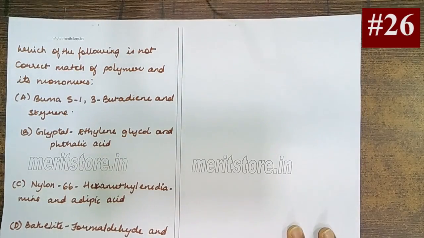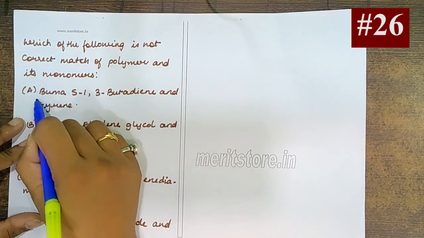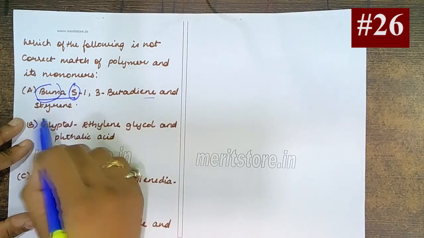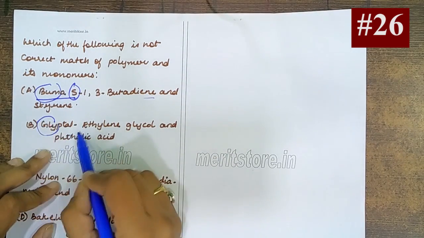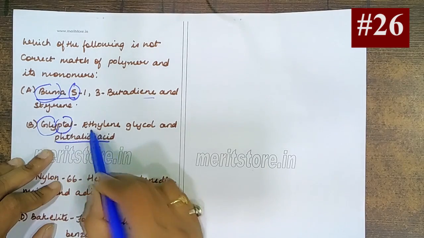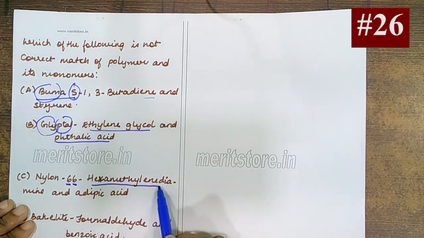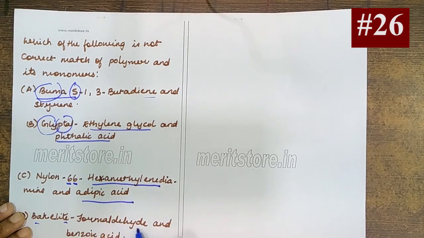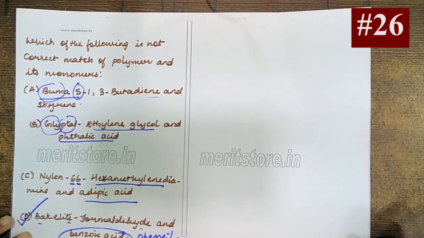Which of the following is not a correct match for the polymer and its monomer? Buna S indicates butadiene and styrene. Glyptal, it's ethylene glycol and phthalic acid. So they are also right. Nylon 6,6, hexamethylene diamine and adipic acid. Bakelite, formaldehyde, and instead of this there should be phenol. So this is not the correct option for this.